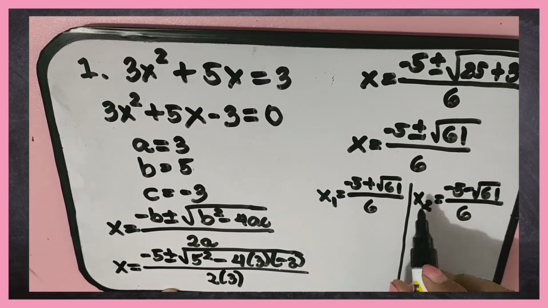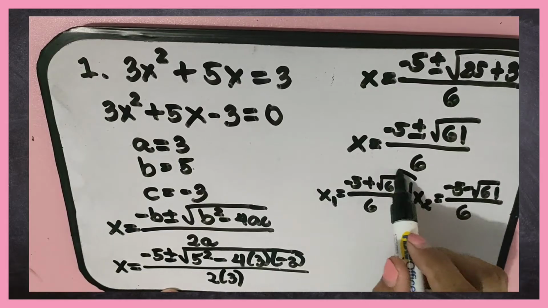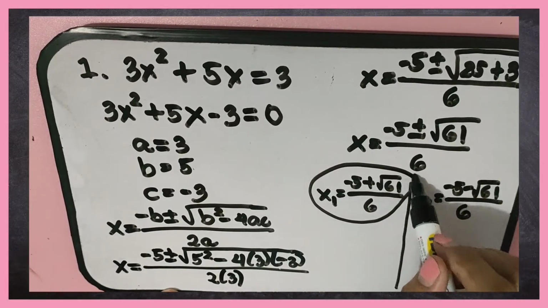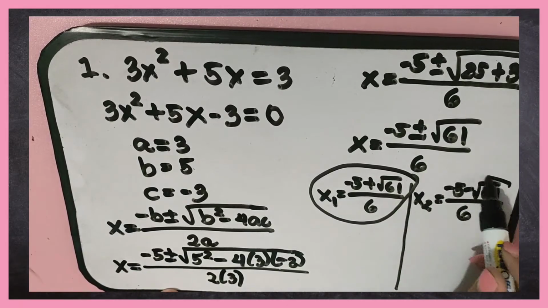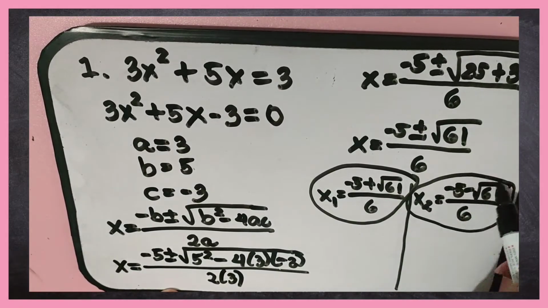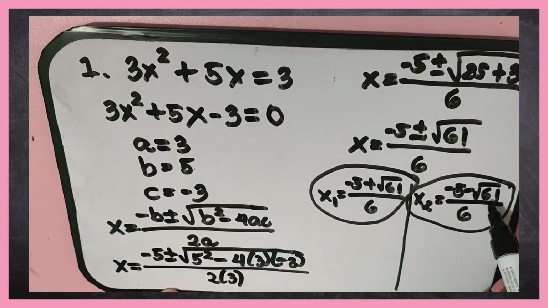Ito na ngayon ang final answer. So, x sub 1 is negative 5 positive square root of 61 over 6, while x sub 2 is equal to negative 5 negative square root of 61 over 6.